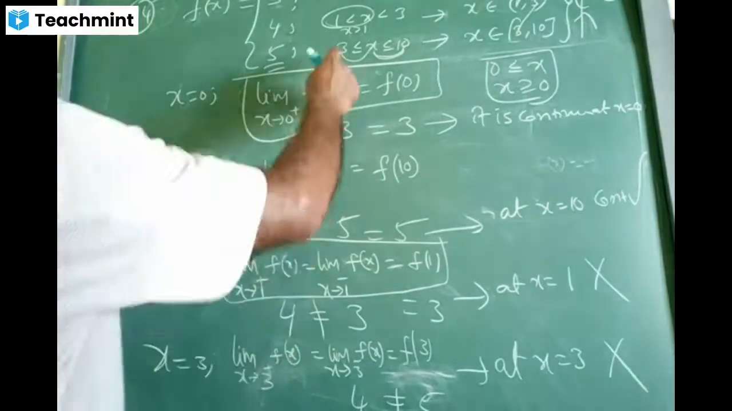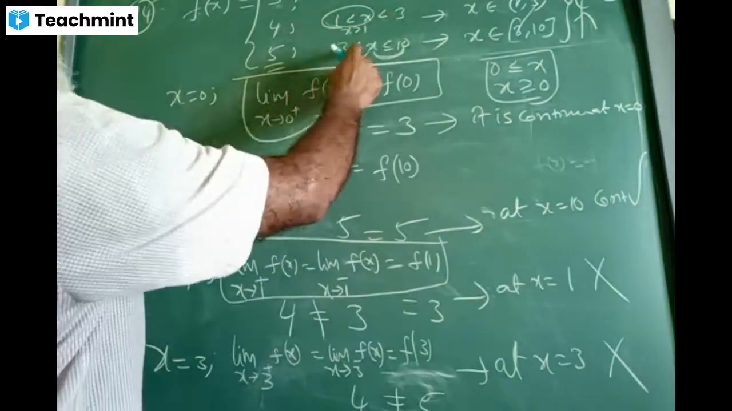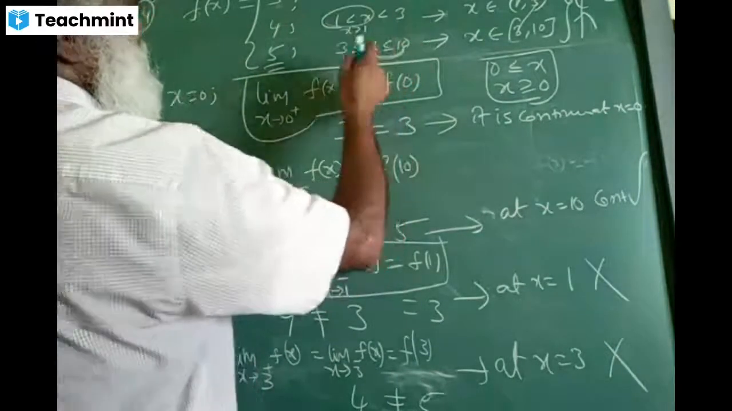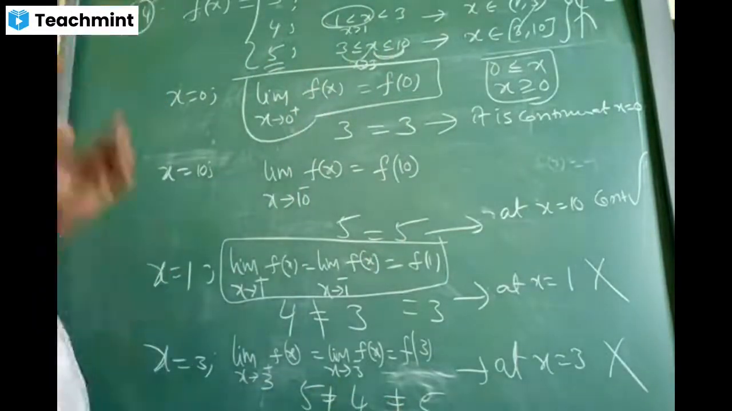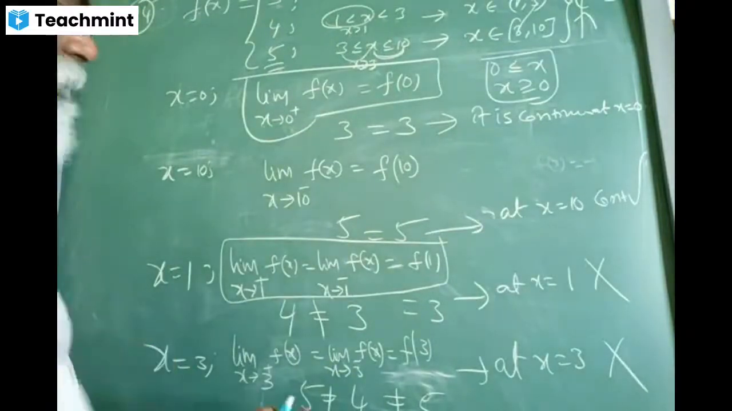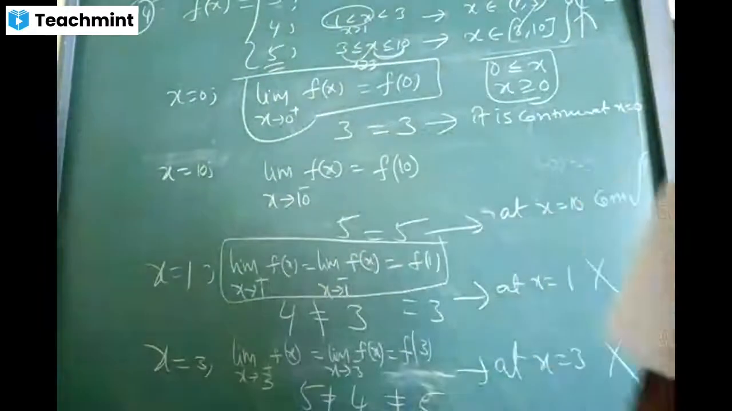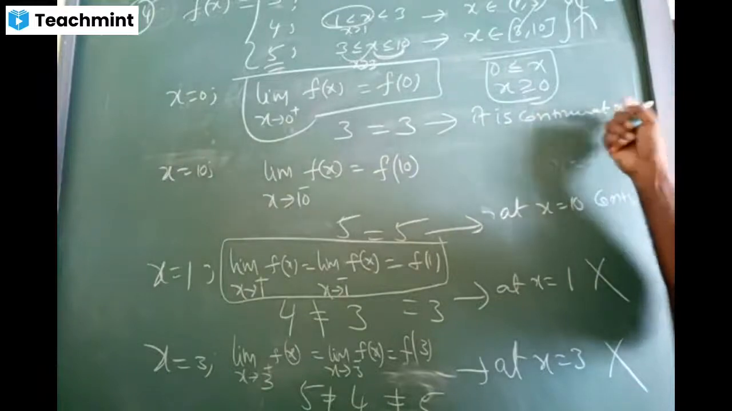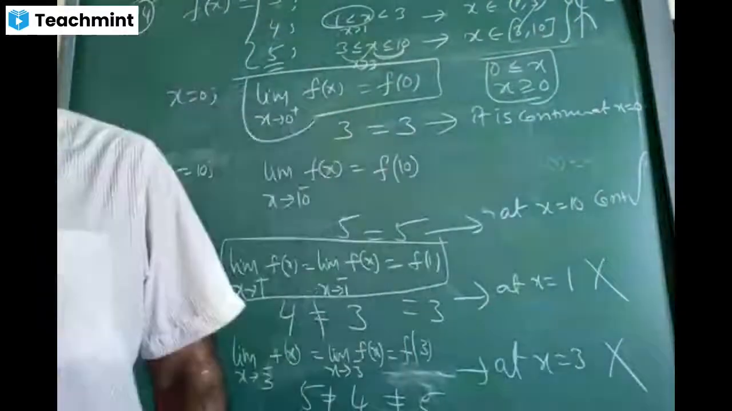At 3 plus, x is more than 3, and 3 minus is x less than 3, while 3 is less than or equal to x. 3 plus gives 5, and 5 is not equal to 4. 4 is not equal to 5. So one is not equal. All three must be equal. Therefore not continuous at x equal to 3 and at x equal to 1, but continuous at x equal to 10 and at x equal to 0. For 0 it is only at the extremes. It is continuous.